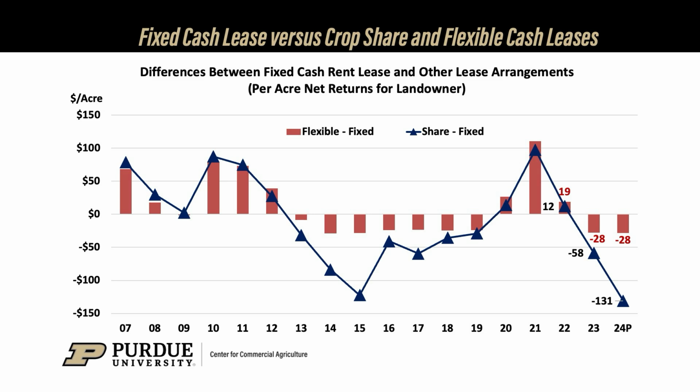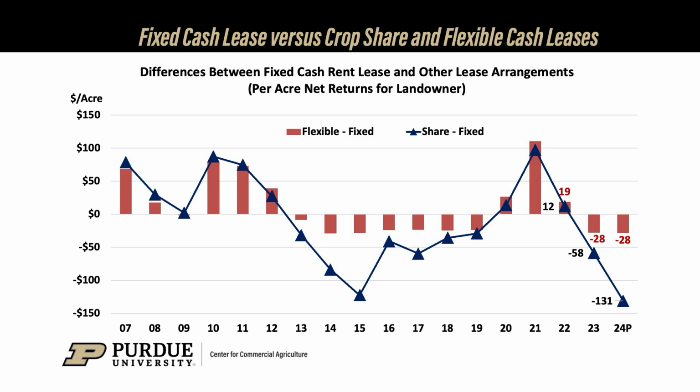Now, you guys know that I like to talk about downside risk, and I'm fairly risk averse. And so when I look at these, it's a no-brainer. The flexible cash rent lease has a lot less downside risk than the crop share lease. But again, there'll be years where that crop share lease is quite a bit better than the flexible cash rent lease. But one of the things that this diagram illustrates again is something I mentioned earlier: how volatile, how variable that crop share lease really is.